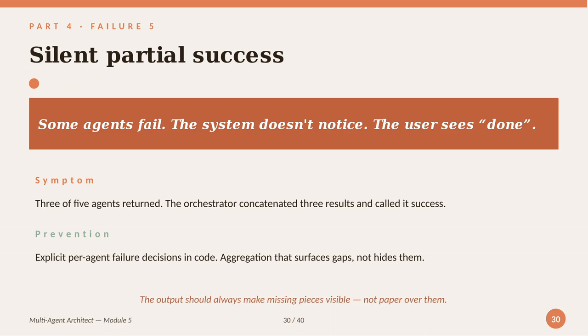If 2 of 5 agents failed, the output should make that visible, annotated, called out, impossible to miss. The output should always make missing pieces visible, not paper over them. A user who sees a partial answer with the gap labeled can decide whether to act. A user who sees a complete-looking answer with hidden gaps acts on bad information. This failure mode is worth specific defensive code. Build it in.